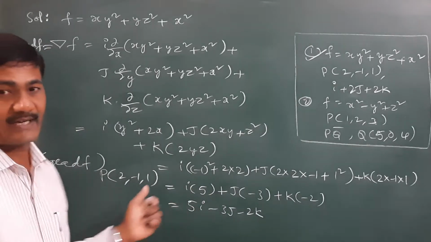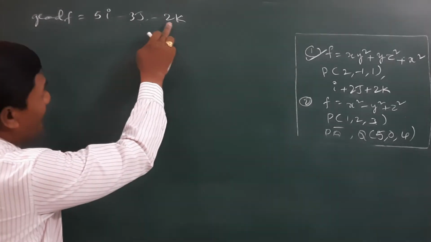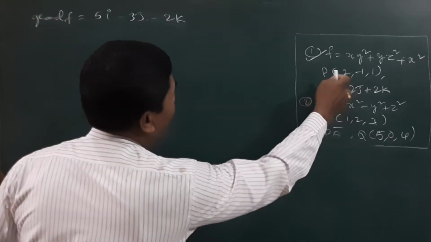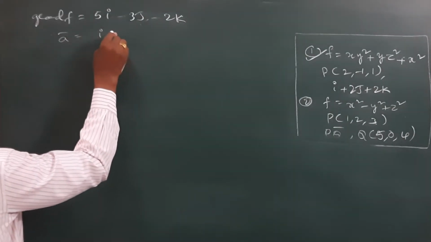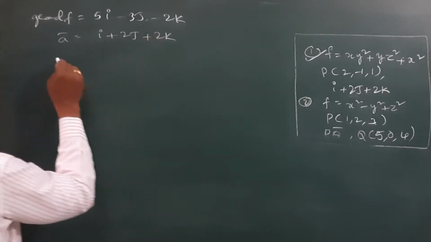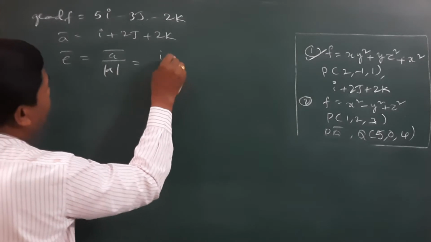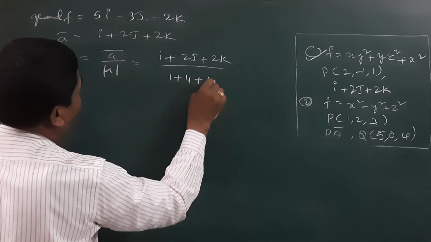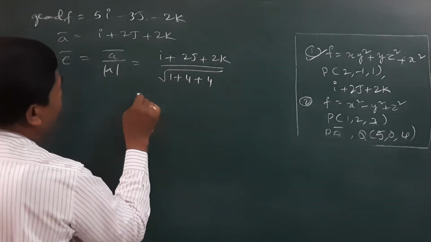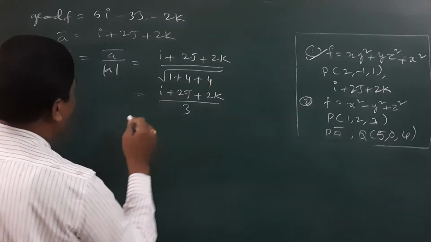Now we can calculate. We have already calculated the gradient of f as 5i minus 3j minus 2k. Next, a bar is equal to i plus 2j plus 2k. Immediately e bar is equal to, what is the definition, a bar by modulus of a. That is i plus 2j plus 2k by the square root of 1 plus 4 plus 4, which is i plus 2j plus 2k by 3, since the square root of 9 is 3.